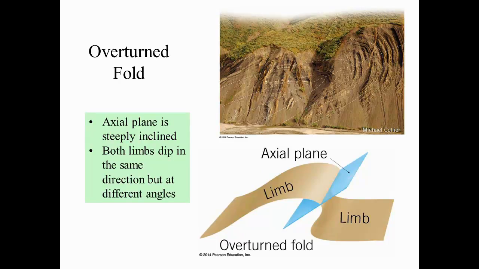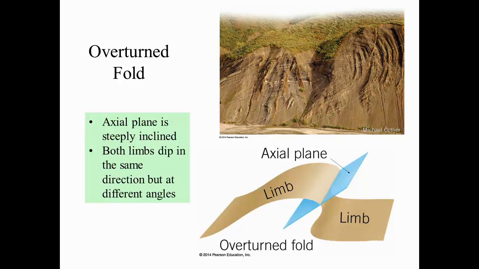Now, eventually, the fold can overturn or flip onto its side, and in that case, we have what's called an overturned fold. Here, the axial plane is steeply inclined at an even greater angle than in the case of an asymmetrical fold. But now what's different is that both limbs dip in the same direction, but at different angles. It's just that one limb is dipping more steeply than the opposite limb. But if you look at the lower figure and compare the two limbs closely, they're both dipping in the same direction towards the left.